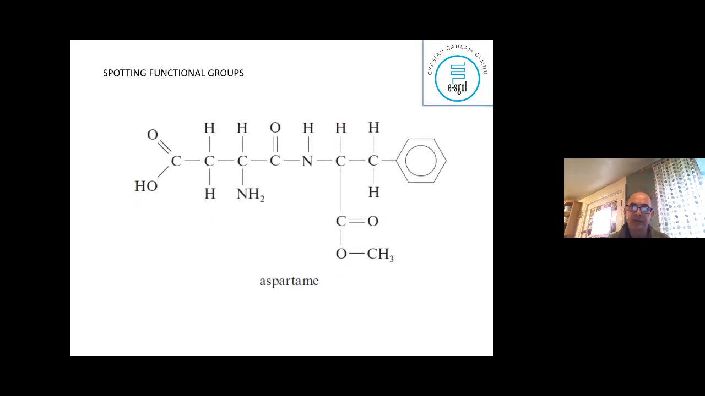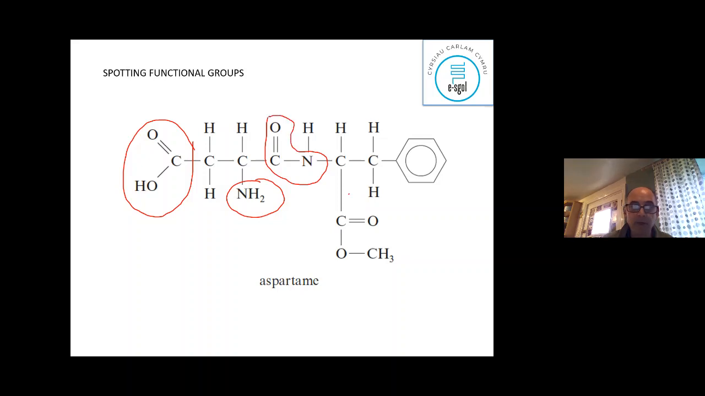Spotting functional groups. In assessment questions, especially with the WJEC, they like to give organic compounds which are multi-complicated, like this one, aspartame. The key here is being able to identify functional groups. Therefore, you can answer questions later about how those functional groups react in certain conditions. So in aspartame, which is an artificial sweetener, about 200 times sweeter than sugar, we have various functional groups, which I'm highlighting for you. And we'll go through them.